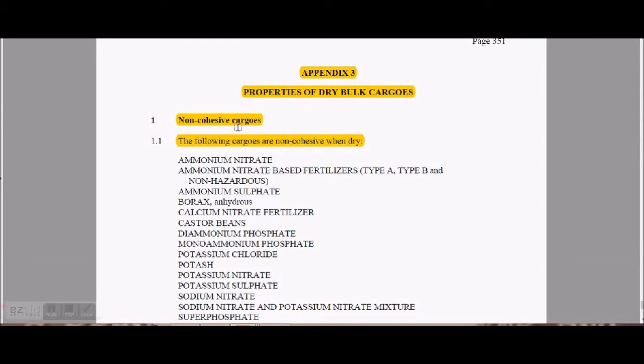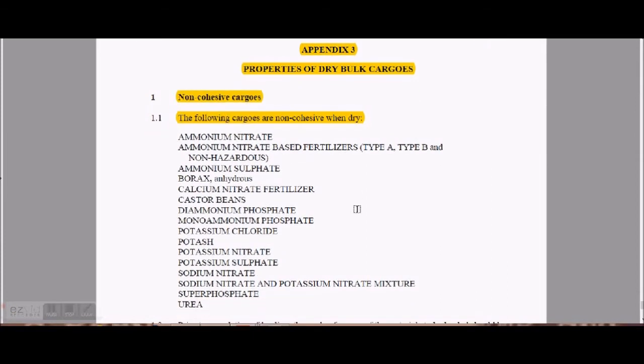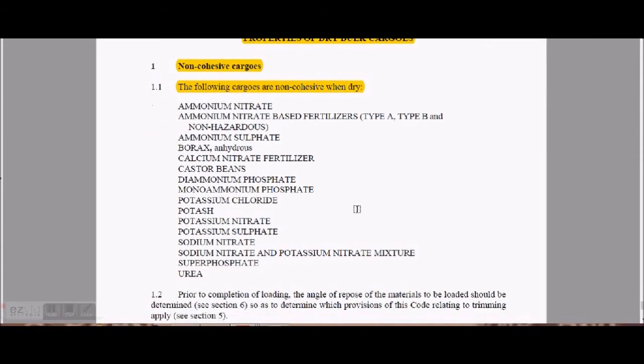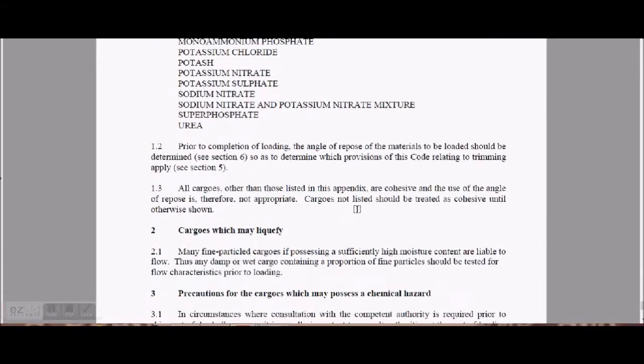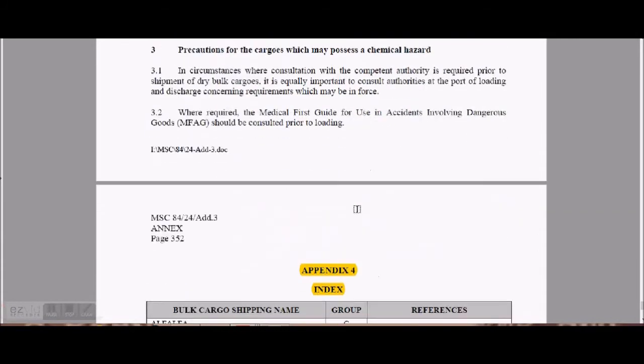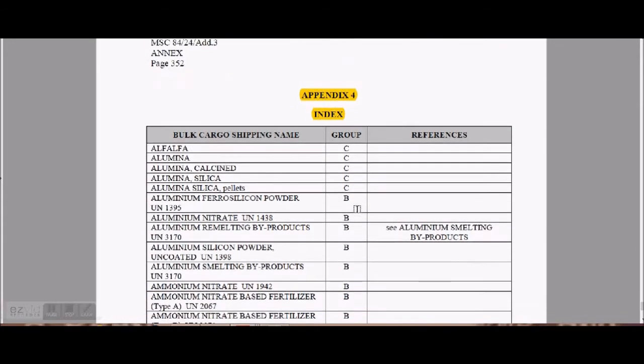Here is also non-cohesive. The following cargoes are non-cohesive when dry. This means that they can shift. So what are these? Ammonium nitrate and all this, all listed over here. Then Appendix 4 also, just to show you what that is. Bulk cargo shipping name is there, group is there, and reference.